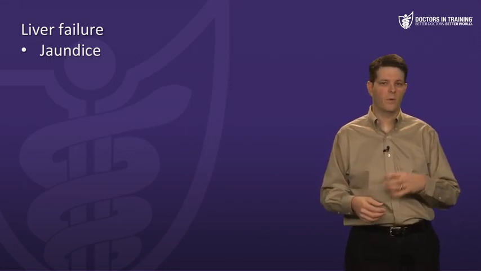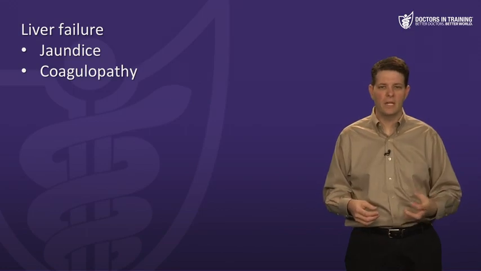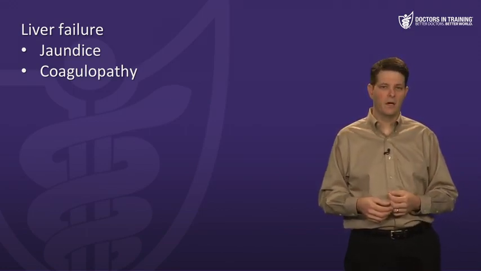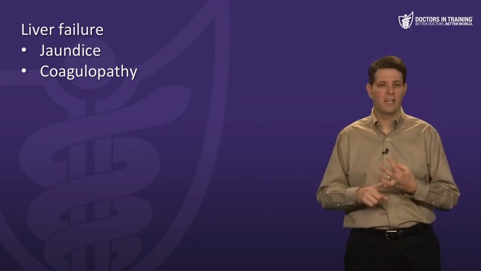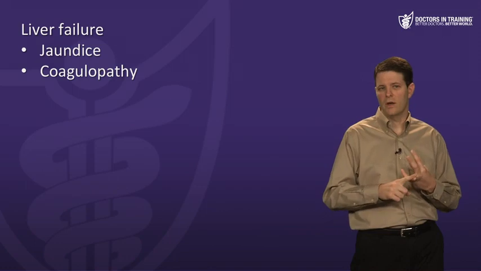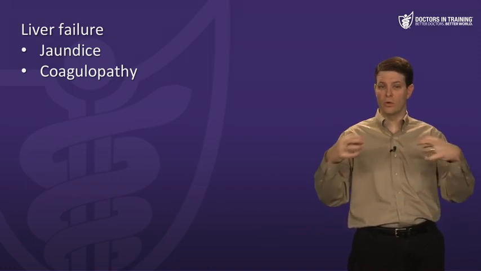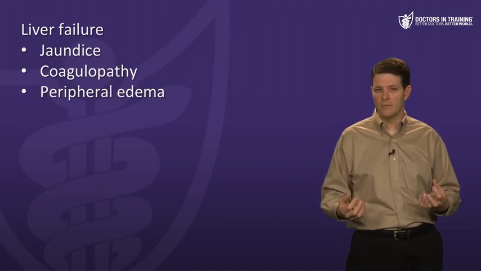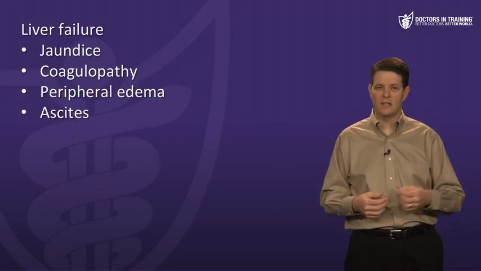If they don't synthesize coagulation factors, you're going to get coagulopathy and elevated PT and PTT, and you might see some bleeding and bruising from that. If they don't synthesize albumin, you're going to have decreased ability to carry hormones and drugs that are normally bound to albumin. You can also have decreased osmotic pressure, keeping fluid in the vasculature. That fluid is going to weep out, and you're going to get peripheral edema. And that can also contribute to the ascites.